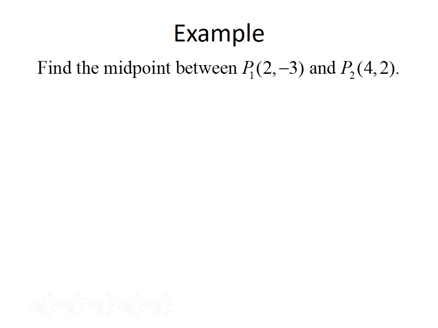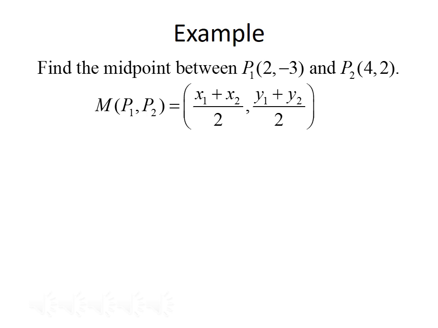So let's do an example. Find the midpoint between point 1 defined by coordinates 2, negative 3, and point 2 defined by coordinates 4, 2. To find the midpoint, we'll need to use the midpoint formula, so the midpoint between p1 and p2 is equal to x1 plus x2 over 2, comma, y1 plus y2 over 2.